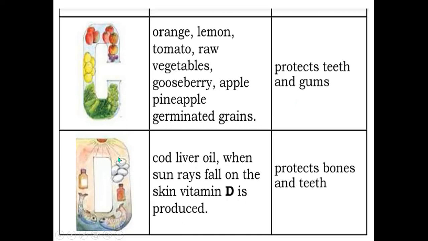Then vitamin D. So the food item which contains vitamin D is cod liver oil. When sun rays fall on the skin, vitamin D is produced. Okay, so vitamin D rich food is cod liver oil. So morning sun rays contain vitamin D. Okay, so if it falls on the skin, vitamin D is produced in our body.